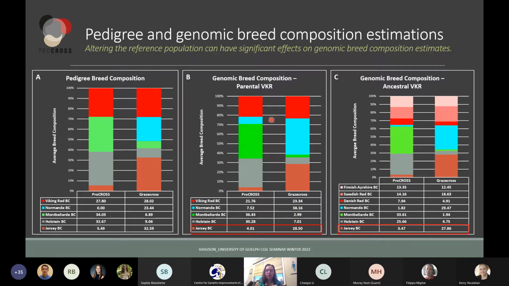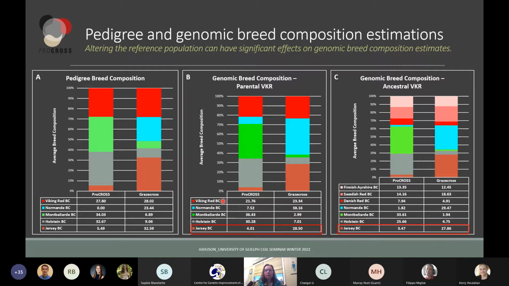In this first set, well, that's actually in the middle, this is a genomic breed estimation, but it's using what we're calling the parental Viking Red as the reference population. This second set is another genomic breed estimation, but we use a different ancestral population to represent the Viking Red. To add complexity to this breed estimation, Viking Red are a composite breed in and of themselves. They are commercially marketed as Viking Red, but they are actually a composite of Finnish Ayrshire, Swedish Red, and Danish Red.